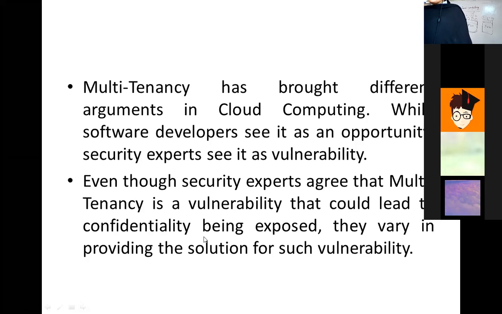Even though security experts agree that multi-tenancy is a vulnerability that could lead to confidentiality being exposed, they vary in providing the solution for such vulnerability. Even the security experts feel that they have solutions or parameters with which they can secure our data, but every security expert has a different view regarding preventing the loss of data in a different way.